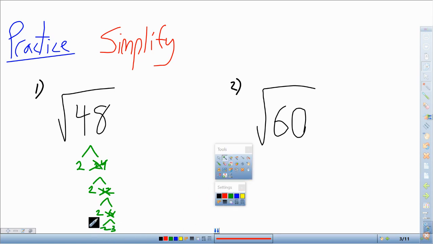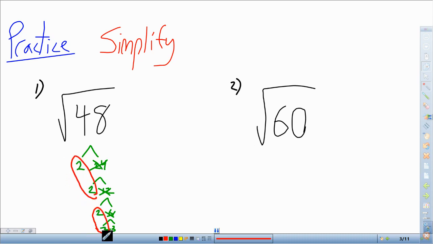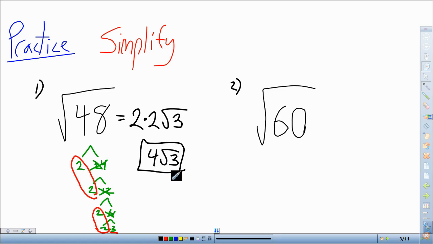Okay, so here's all my prime factors of 48. I'm looking for pairs. Pair of 2's there, pair of 2's there, and this 3 does not pair up. Okay, so again, what this means is this pair of 2's means a 2 comes out. This pair of 2's means another 2 comes out. And this 3 that does not pair up means it stays inside the radical. Okay, and then last thing, multiplying these, for square root of 3.